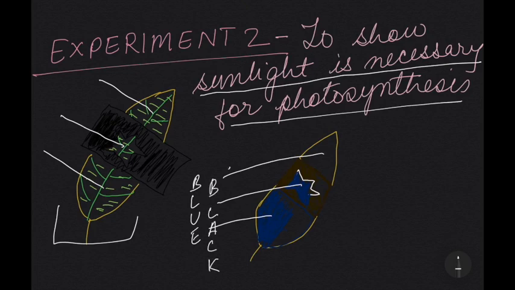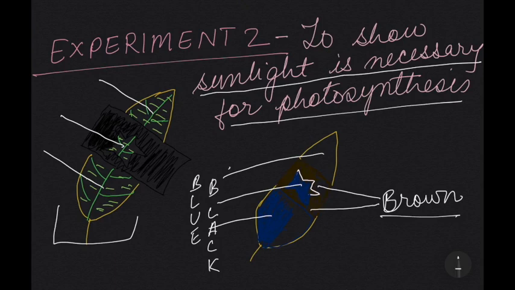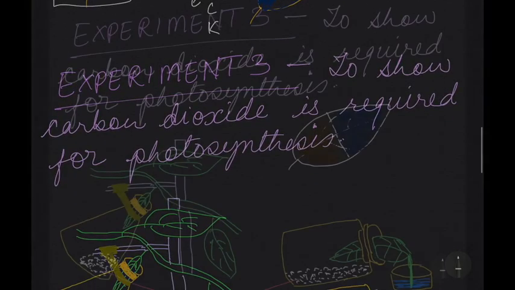That means the portion which was exposed to the sunlight performed photosynthesis, and the portion which was covered by the black paper did not allow sunlight to fall on that portion. It will turn brown. Why? Because it could not perform photosynthesis due to the absence of sunlight.